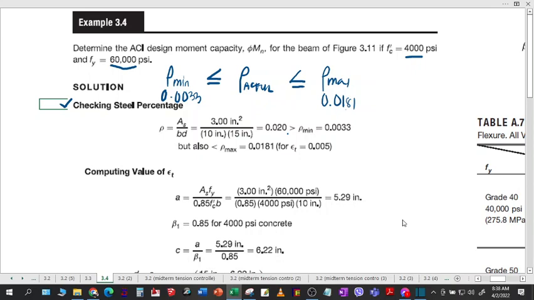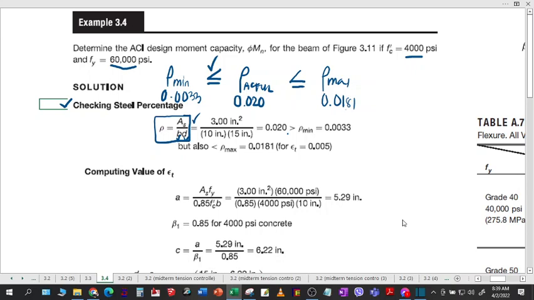All we have to do is to calculate the actual. The actual steel ratio can be calculated using this formula. We are given As, we are also given b and d, and just plugging in the values and calculating, we can generate the actual to be 0.020. Now, is this value greater than the minimum? Yes. So this is satisfactory in terms of minimum.